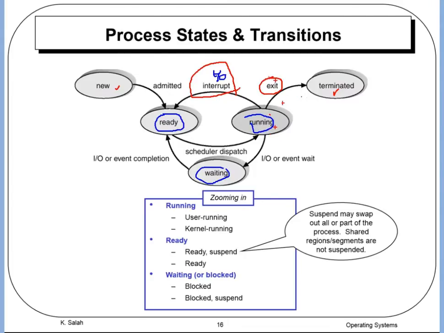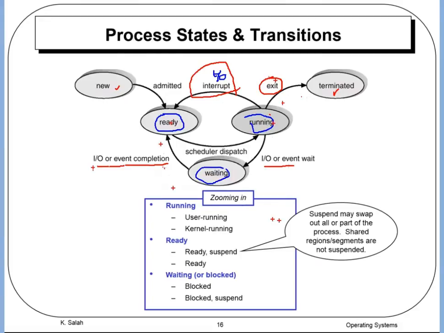But a process can go from the running state to the waiting or blocking state if it initiates an IO. At some point that IO or event has completed, and then it goes back to the ready queue or the ready state. So this is the reason for the transition from waiting to ready.